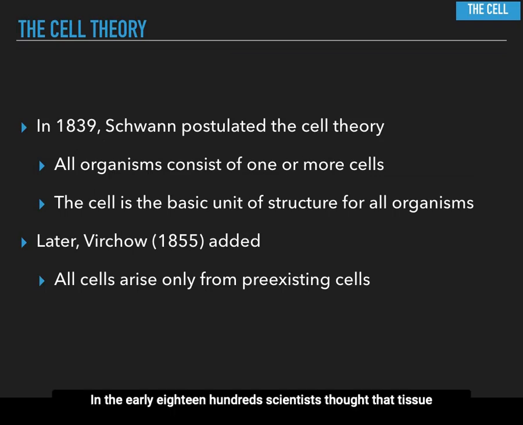In the early 1800s, scientists thought that tissue was the smallest unit of living things. In 1839, Schwann postulated the cell theory, that all organisms consist of one or more cells and that the cell is the basic unit of life. In 1855, Virchow added that all cells arise only from pre-existing cells.